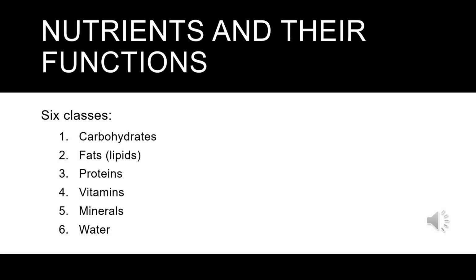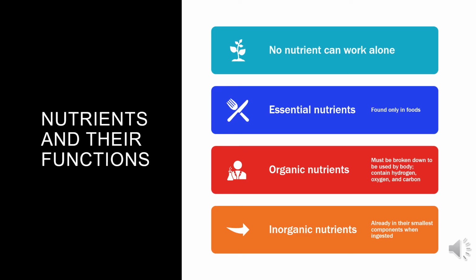So there are 6 classes of nutrients that we're going to talk about the next few slides. We're going to talk about carbohydrates, fats or lipids, proteins, vitamins, minerals, and water. Some of the things that's really important to remember is that none of these nutrients work alone. So I can't just eat a carbohydrate diet and not have vitamins, minerals, or water. Okay, I can't eat just protein and not have carbs and fats and other things. So these all work together.